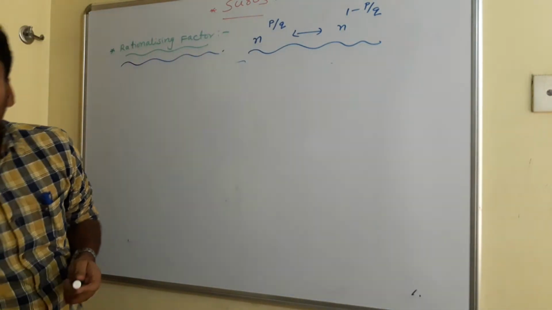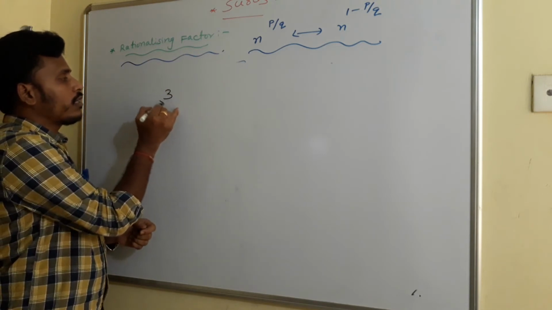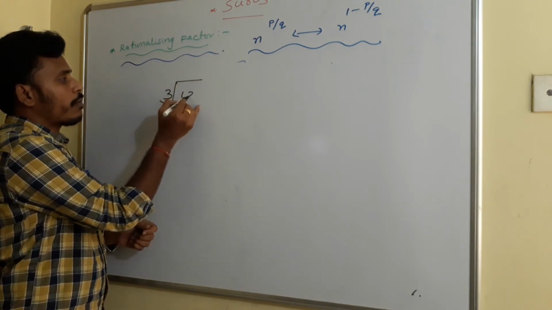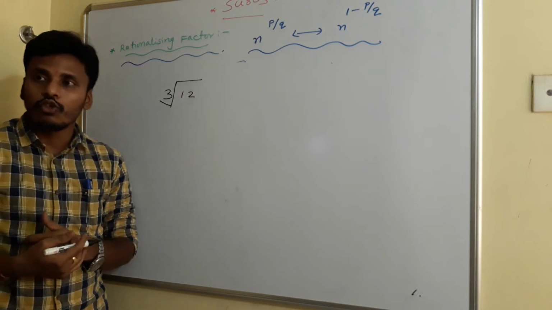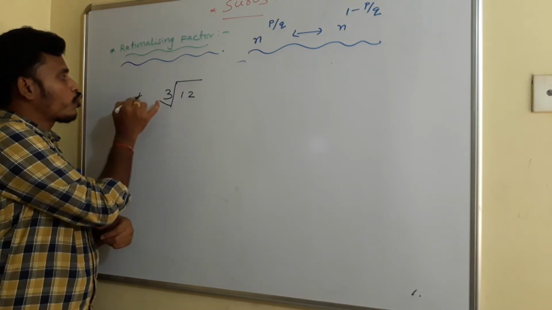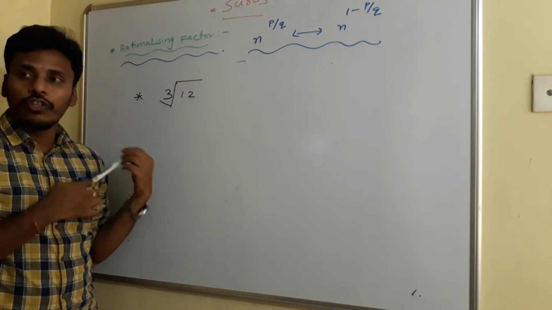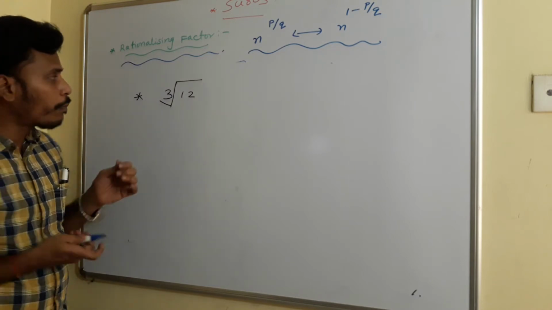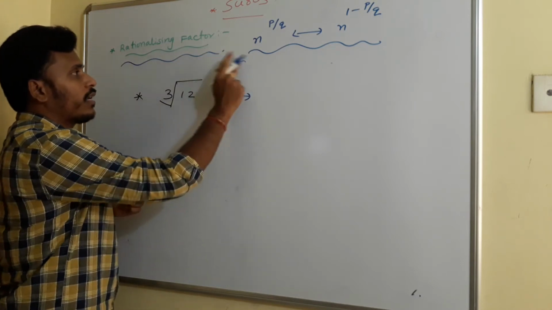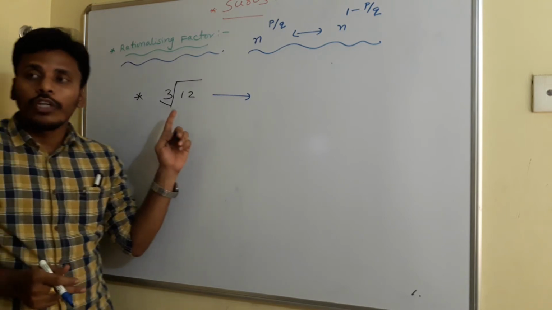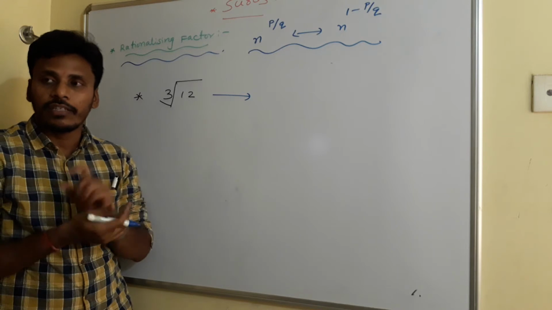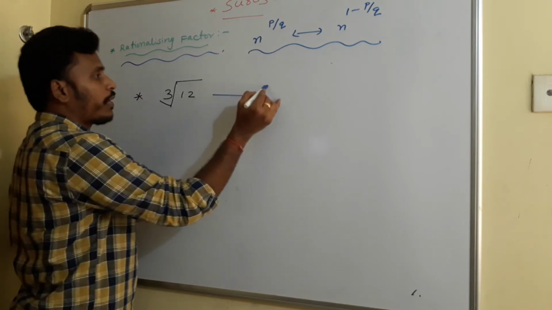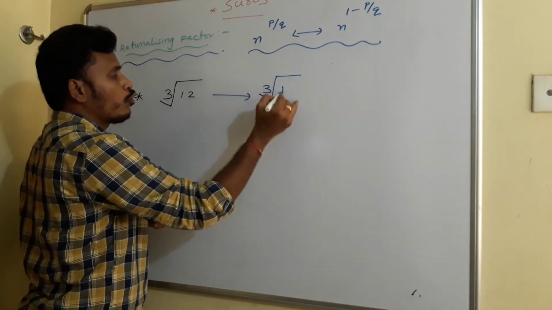For example, see, the cube root of 12 is given. What is the rationalizing factor for this cube root of 12? One person may think in such a manner that since it is a cube root, you need to take every number 3 times in this cube root to make a rational number. So, his expectation is this is the cube root of 12.